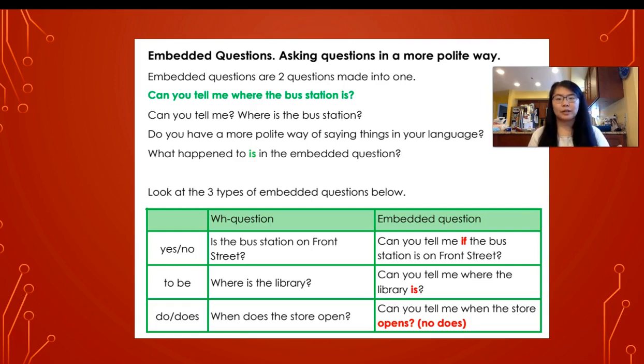So embedded questions are 2 questions made into one because you're asking, can you tell me this? Yes or no? And then, where is the bus station? So you want to know, 1, if the person can tell you, 2, the actual information.